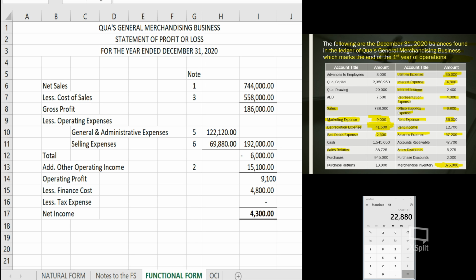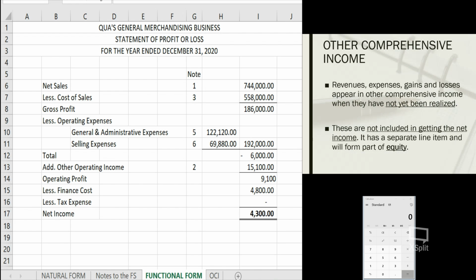Sige. Now we can go to the other comprehensive income. Okay? Itong other comprehensive income, guys, hindi tayo masyadong magfo-focus dito kasi ito medyo intermediate to advanced accounting na to eh. Nasa basic pa lang tayo. But it's still important na kahit paano meron tayong idea. Okay? So, sige, basahin ko muna.